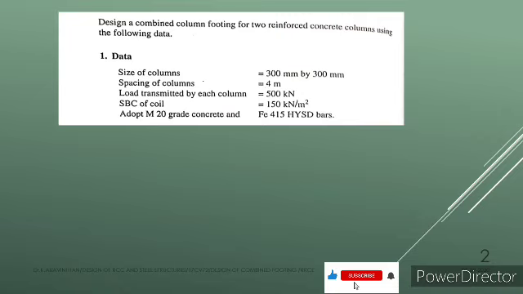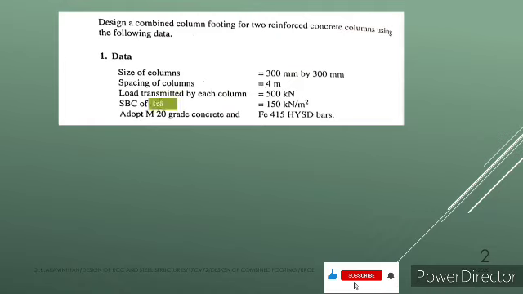They have given the size of the column, that is 300 mm by 300 mm. You will be having two columns. Below that there will be a footing, and the spacing of the two columns is 4 meter, that is center to center distance, and the load transmitted by each column is 500 kilonewton.